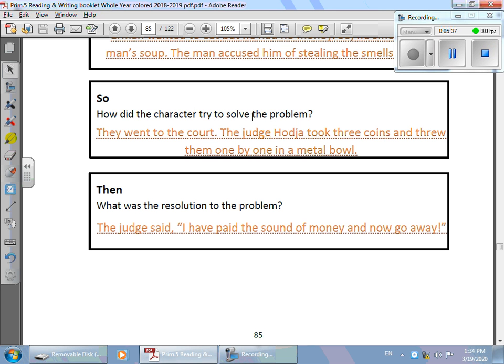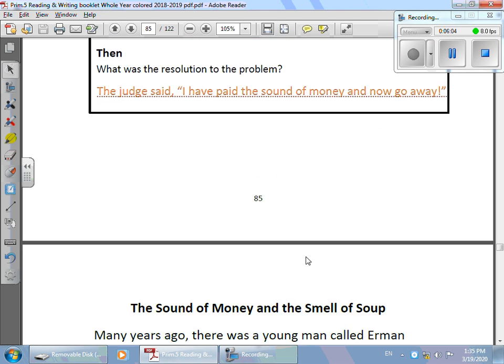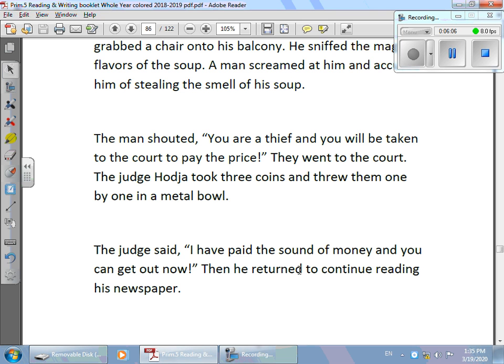how did the character try to solve the problem? Write a sentence, a clue, a key for yourself, an idea to start your paragraph with. They went to the court. The judge Hodja took 3 coins and threw them one by one in the metal bowl. And then at the end, what is the resolution? The judge Hodja said, I have paid the sound of money and now go away. Let's see how we are going to write it in the paragraph.